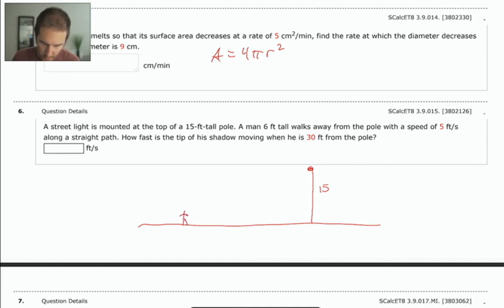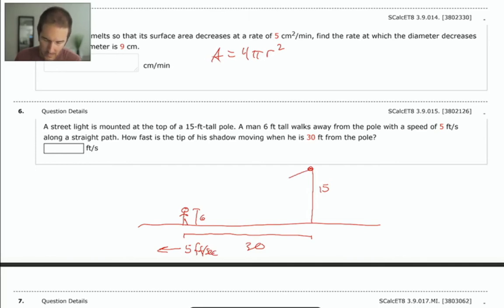And so here's our man. And he's 6 feet tall. Yeah, that might actually be pretty close to about 1/3 of the height of that pole. Right, so with a scale, you could be drawing him at exactly the right height. This is 30. And his height is 6. Streetlight is mounted 15, man 6 feet tall. He's walking this way at 5 feet per second. Straight path, how fast is the tip of his shadow?